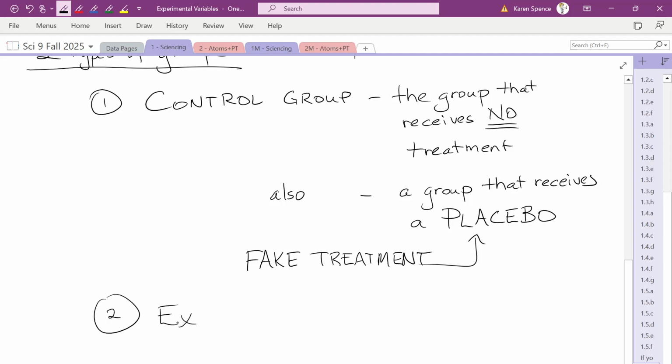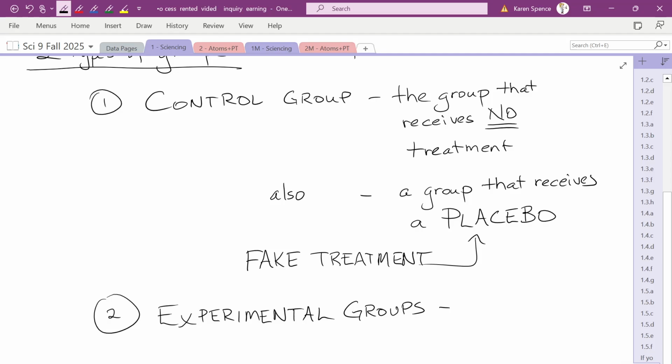Starts with an E. The experimental groups, yeah. And maybe there's different treatments. Maybe you're looking at what brand of floss works the best. Is there a difference between those? What brand of orange juice has the most vitamin C? Those would be your experimental groups where you test things. There could be different ones.